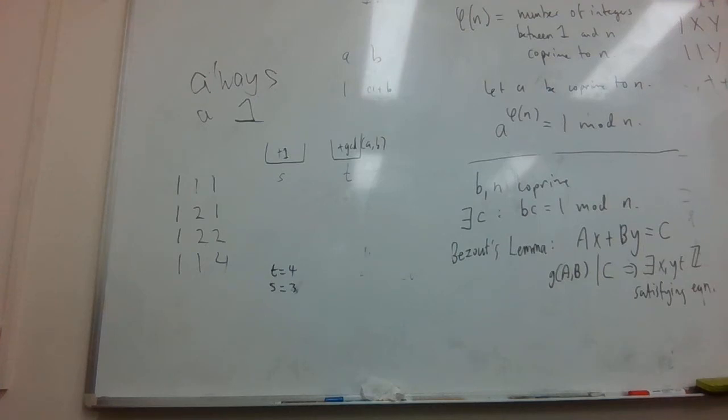So the point is, if b and n are co-prime, you can set a and b to be b and n. Let's see if that works. bx plus ny equals 1. Does that make sense?